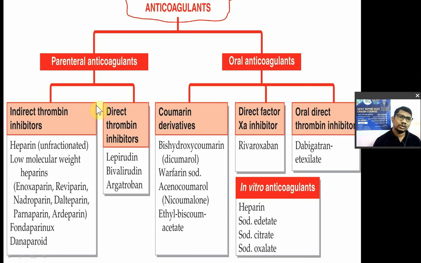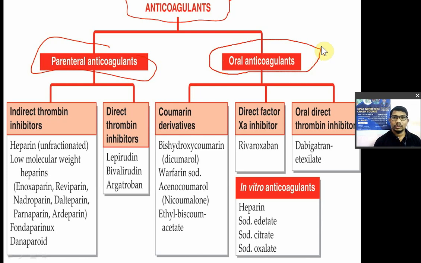First, anticoagulants are classified into two parts. The first is the parenteral anticoagulants, those drugs which are given by the injection route, known as parenteral. And oral anticoagulants are those drugs which are used orally as an anticoagulant. First we will see the parenteral anticoagulants. In that you have direct thrombin inhibitors and indirect thrombin inhibitors. First we will see indirect thrombin inhibitors. Thrombin is nothing but a blood clotting factor. So what are the examples of indirect thrombin inhibitors? Those which inhibit thrombin indirectly are the natural anticoagulants.